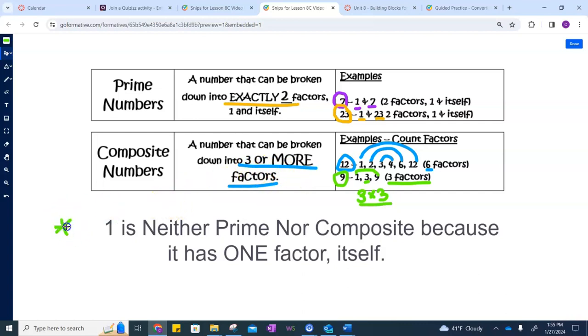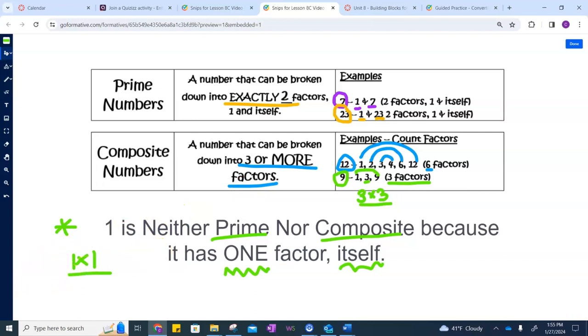Remember, the number 1 is not considered prime or composite, and that's because it only has 1 factor, itself. Remember, we factor or break down 1 by a whole number. The only one that goes into 1 is itself. It's 1 times 1. It repeats. We don't count it twice. It has 1 factor, just itself. And that is why it is neither prime nor composite.